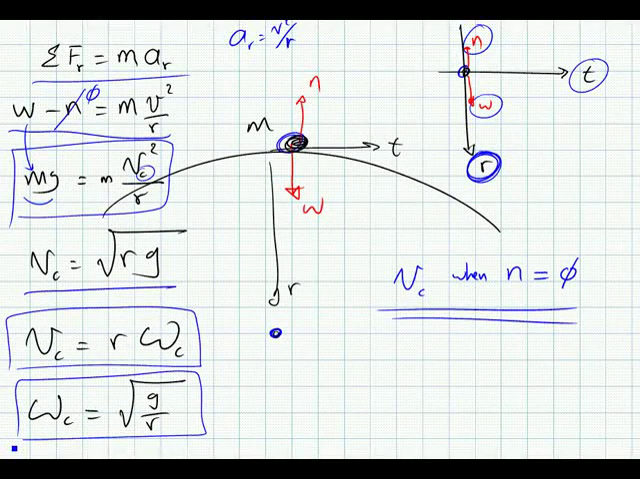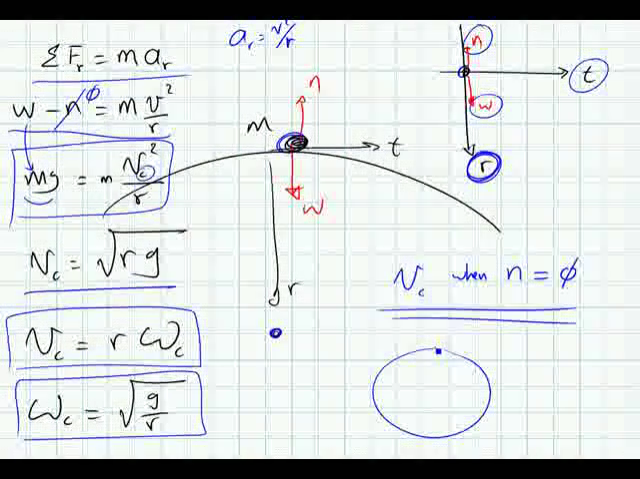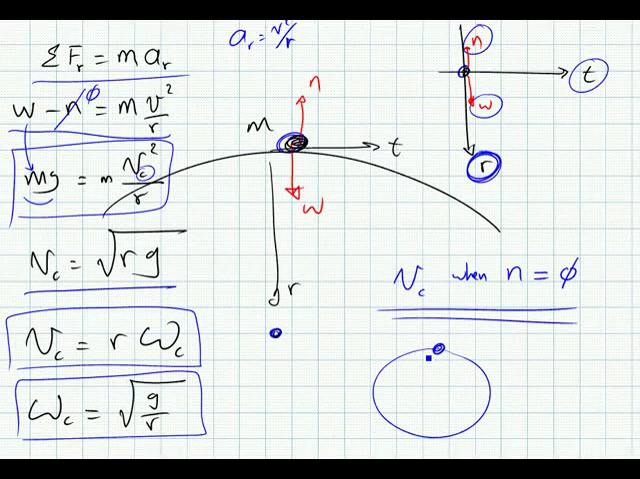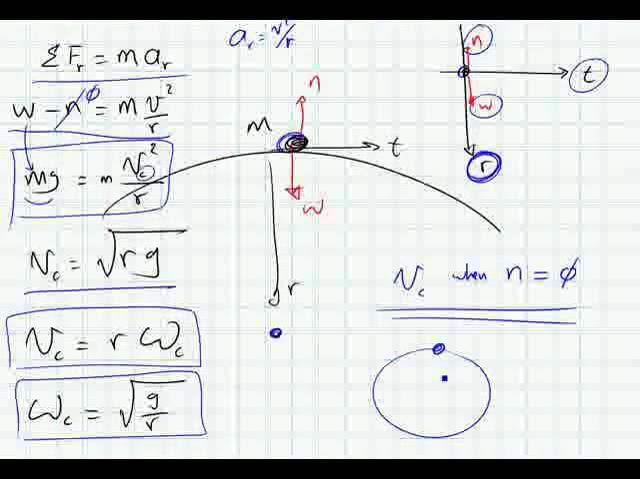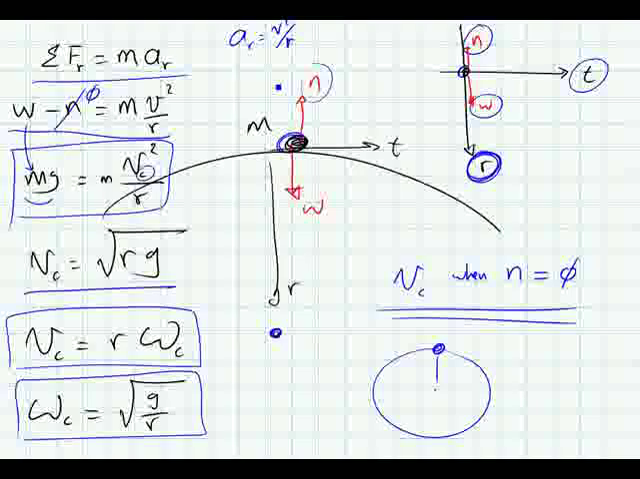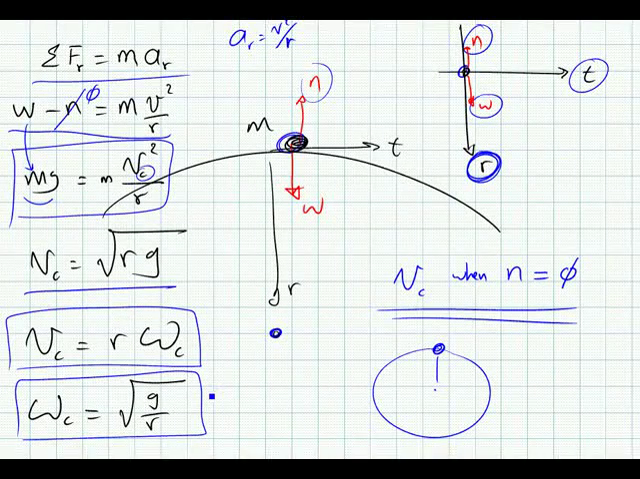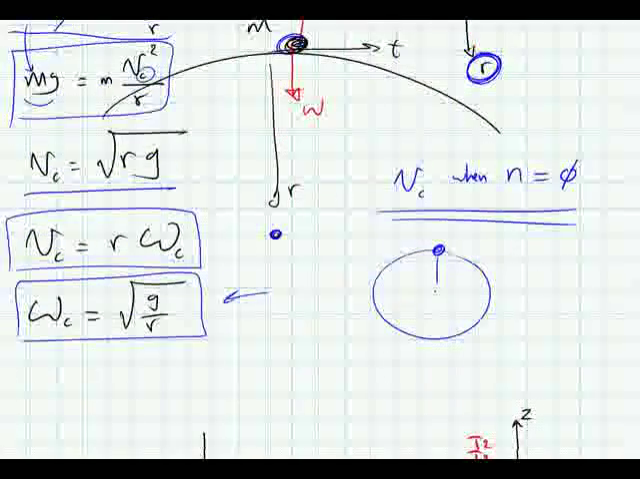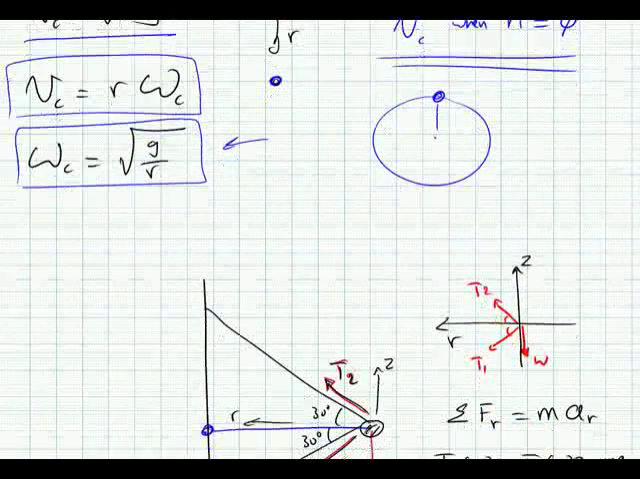That's when, if you're talking about a car moving on a road, on a hill, that's when the car loses contact with the road. Or if you're talking about a Ferris wheel with the passenger riding in one of the cars, and at the top of the wheel, that's when the passenger would feel weightless. When normal force is 0, that's when the passenger would feel weightless. So if the Ferris wheel were going around at this critical angular velocity, that's when the passenger would feel weightless, because normal force would be 0.